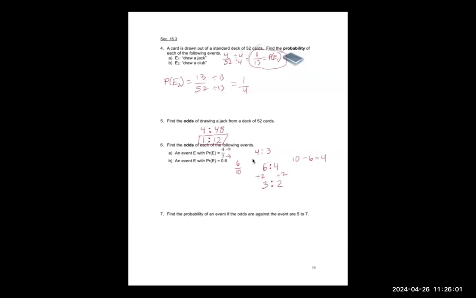Okay. All right. Then they say find the probability of an event if the odds are against the event. So the odds against the event are 5 to 7. If the odds against the event are 5 to 7, then the odds for the event would be 7 to 5. It's just written the opposite direction, right? And when we think about it this way, now we can say the probability would be 7 over the total possible outcomes, because the number of ways that the event could occur is 7. The total is 7 + 5, the two numbers added together, which is 12. So the probability of this event happening is 7 out of 12. There you go. All right.